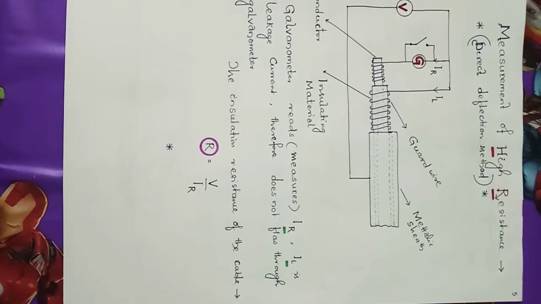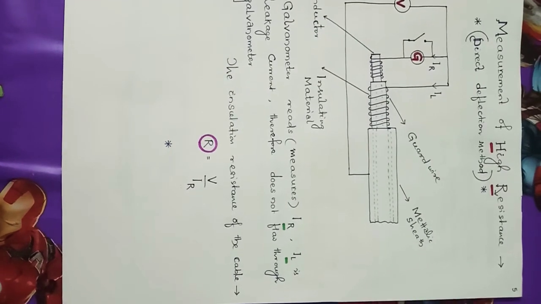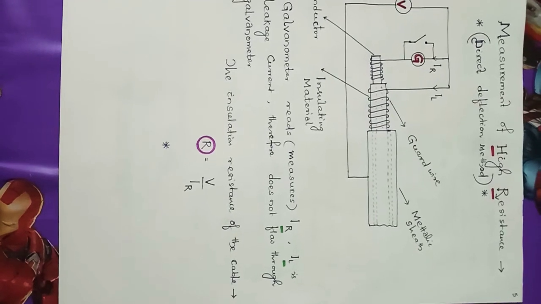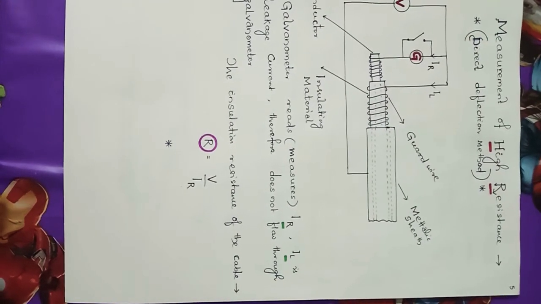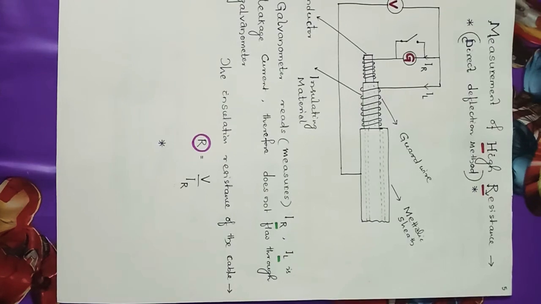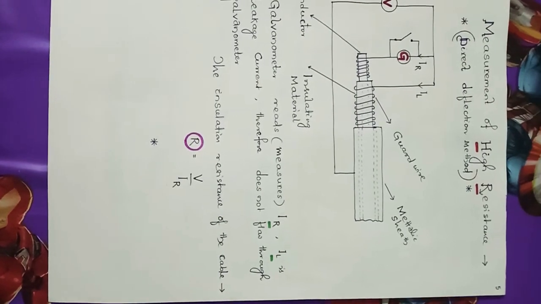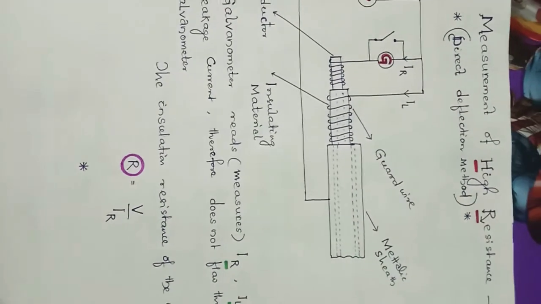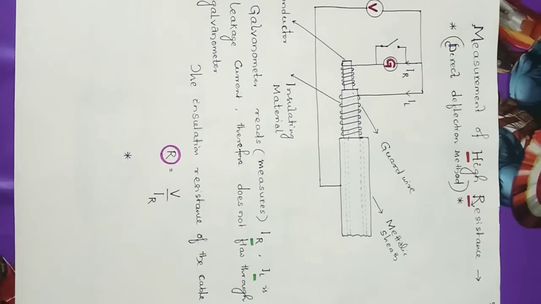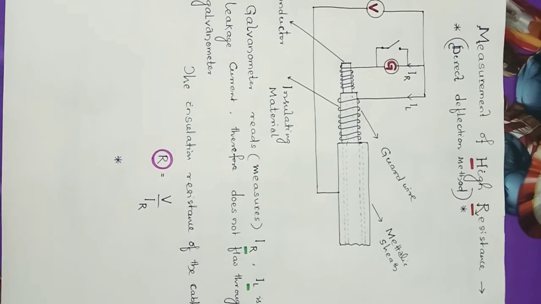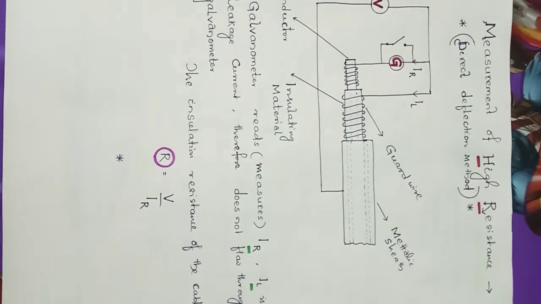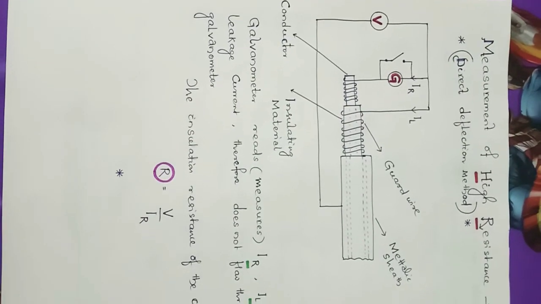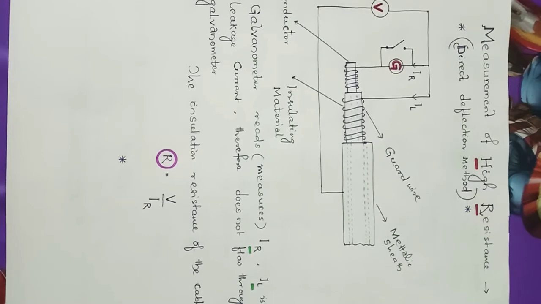As we have studied so far measurement of low resistance and medium resistance, there is a method which can measure high resistance, that is direct deflection method. Here is the figure. Voltmeter, galvanometer is connected. Insulating material, conductor, guard wire, metallic sheath, etc.